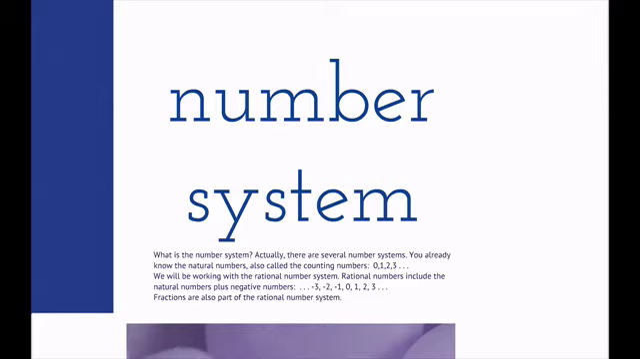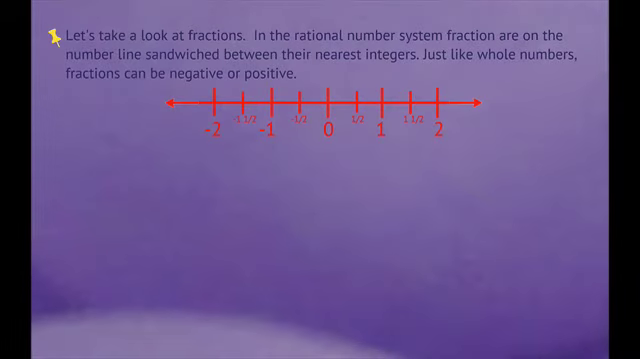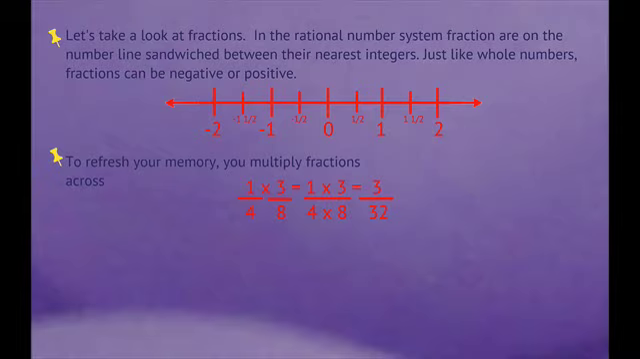Fractions are also part of the rational number system. Let's take a look at fractions. In the rational number system, fractions are on the number line, sandwiched between their nearest integers. Just like whole numbers, fractions can be negative or positive. To refresh your memory, you multiply fractions across. 1/4 times 3/8 equals 1 times 3 divided by 4 times 8, which equals 3 over 32. What does it mean to divide a fraction by a fraction?